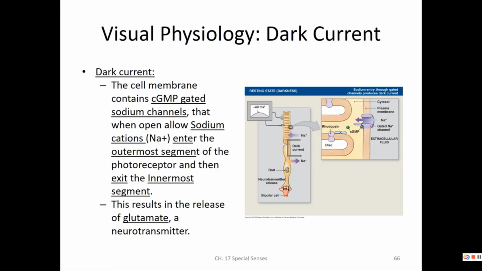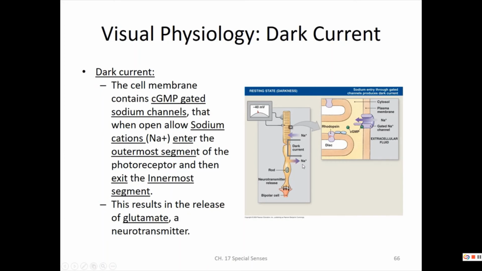Now, what's going to happen is when that's there, sodium comes in the outer segment and flows out the inner segment of a rod or a cone. As it flows, this is called dark current. It keeps it about negative 40 millivolts, so you're actually quite low, quite negative, and it releases glutamate. So it comes in the outer segment, sodium, and flows out the inner segment. Okay, so this is called dark current.